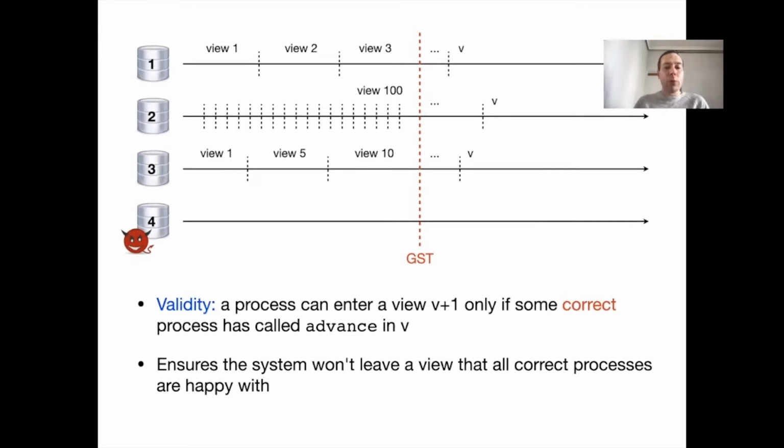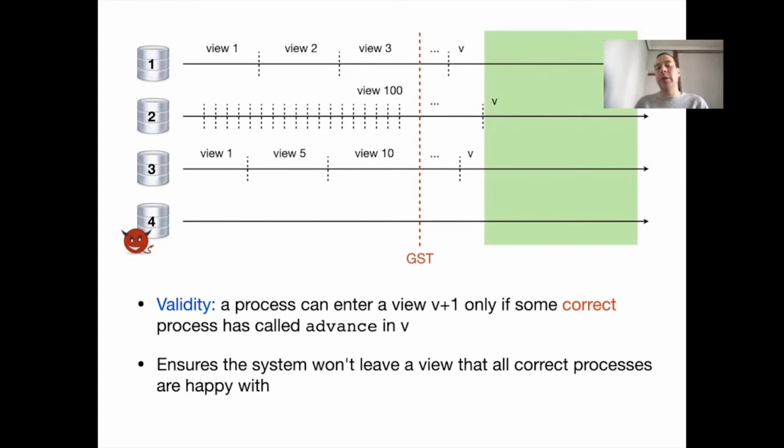The first property is called validity. It guarantees that a process can enter a view v+1 only if some correct process has called advance in the previous view v. The important word here is correct, so calls to advance by faulty processes don't count. This ensures that, for example, if all correct processes enter the same view v and they're all happy there and nobody calls advance, then the system will stay in this view forever and faulty processes will not be able to disrupt it. So that's good, but sometimes we do need to switch views.